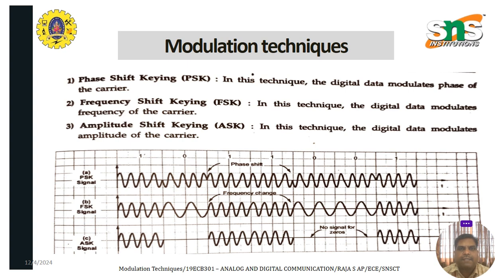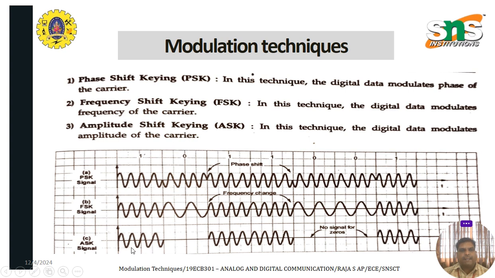So there are three types of modulation techniques. One is called phase shift keying, second is called frequency shift keying, and the last one is called ASK, amplitude shift keying. In phase shift keying, the digital data modulates the phase of the carrier. In frequency shift keying, the digital data modulates the frequency of the carrier. In amplitude shift keying, the digital data modulates the amplitude of the carrier.